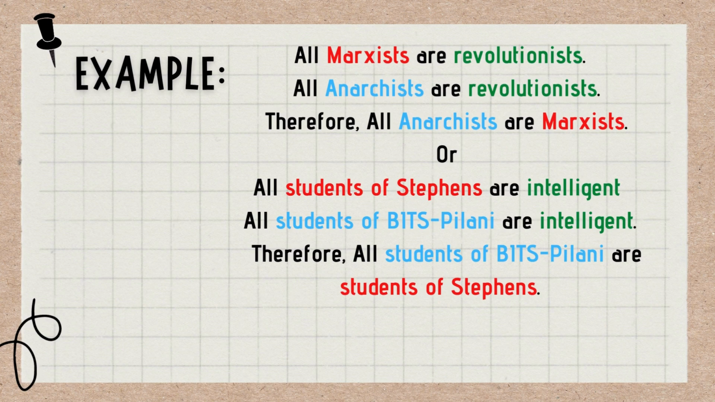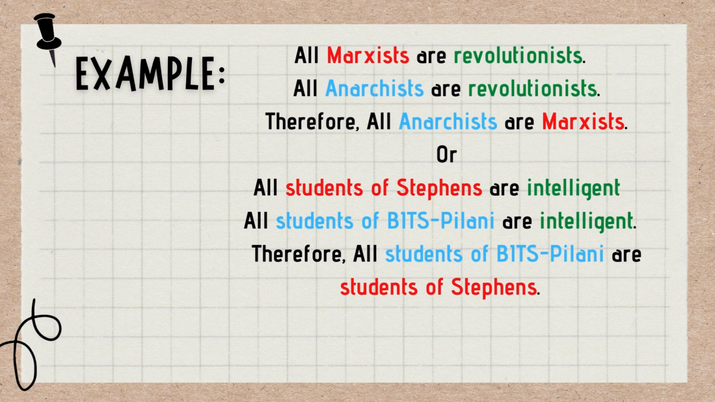All Marxists are revolutionists, all anarchists are revolutionists, therefore all anarchists are Marxists. Because both of them are revolutionists, that doesn't mean anarchists are Marxists, right? So revolutionist is the middle term. What is meant by middle term? Let's recall it again. The term which doesn't appear in the conclusion and appears in the first two premises is the middle term. So revolutionist is not in the conclusion, but it appears in both premises. So it is the middle term, and it is undistributed here.